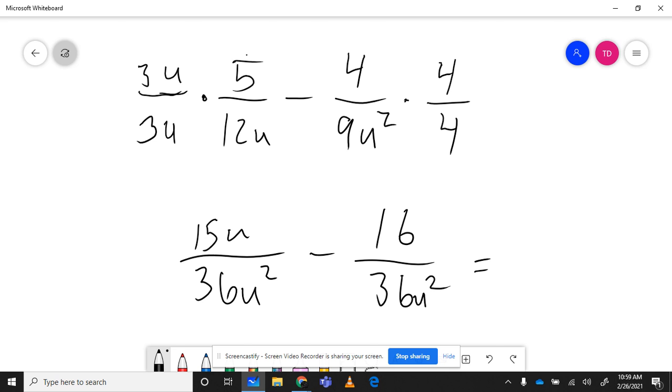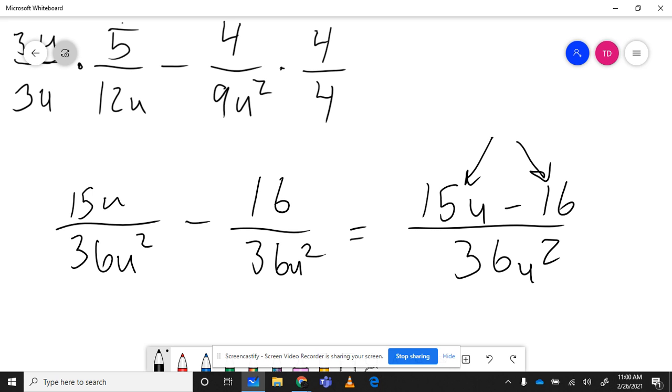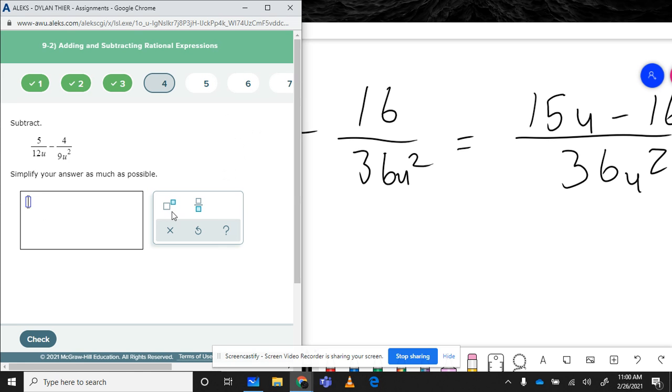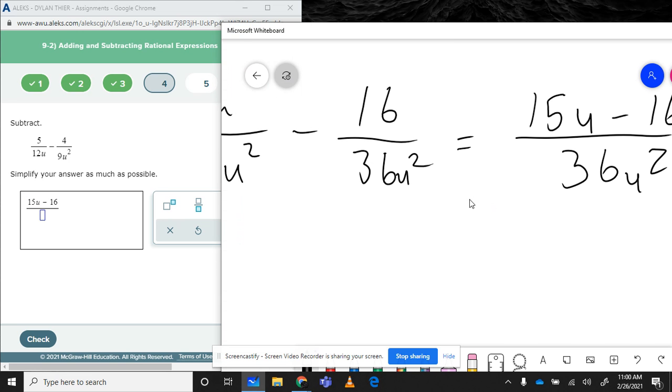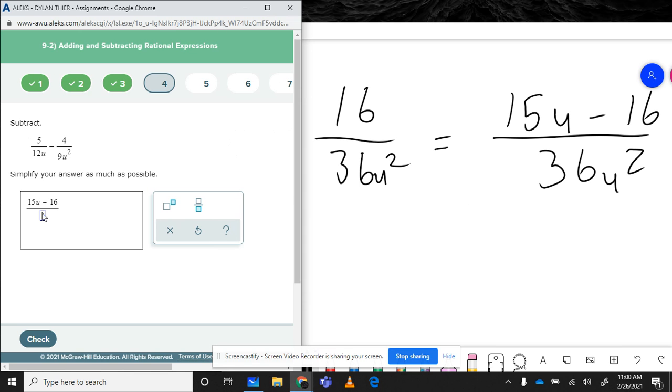So in total, we will have 15u minus 16 over 36u squared. I don't think we're going to find common things to factor out on the top. So let's just try that one out. 15u minus 16. Now I could have just done the thing where I just multiplied by each other's denominators. It just would have given us bigger numbers that we would have had to simplify to this one in the end. So it's as it is.